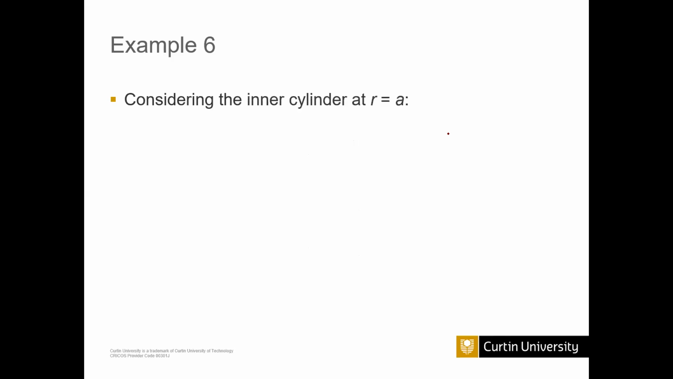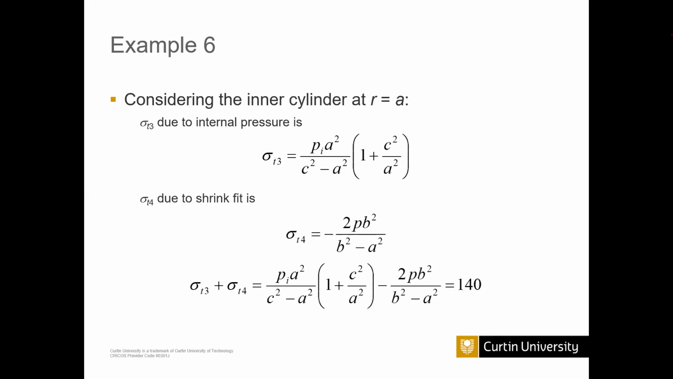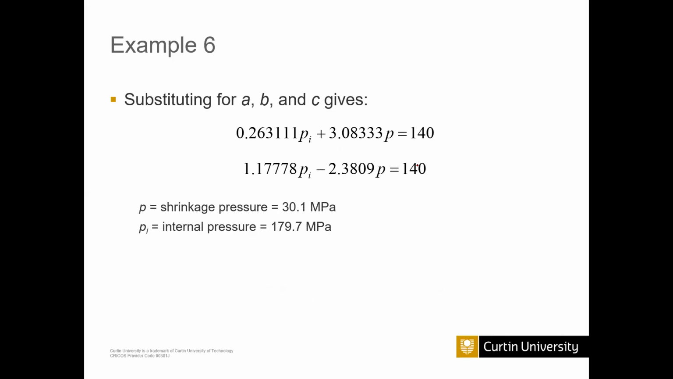So then substitute and consider the inner cylinder at r equals a. So sigma T3 due to internal pressure is like this, and due to shrink fit, this is the equation. Now I'm not going to explain why we get this equation because you already know that. So get the summation and it should be equal to 140. And substituting a, b and b, c, then you will get the two equations. Then you can calculate the PA and P separately.